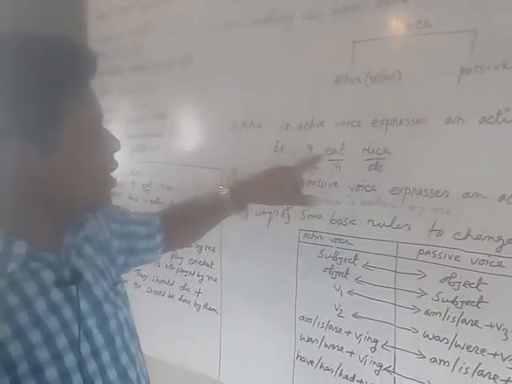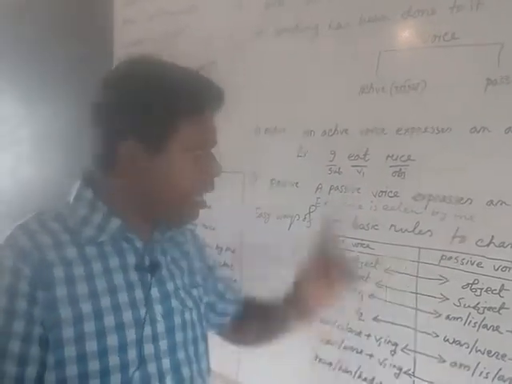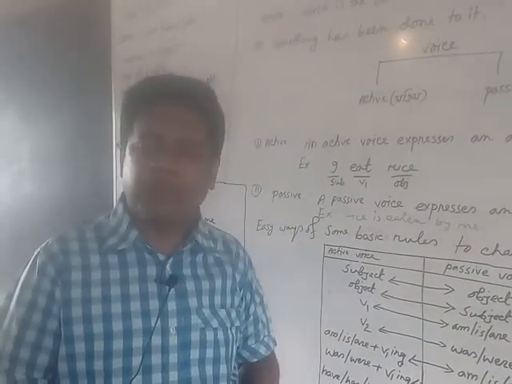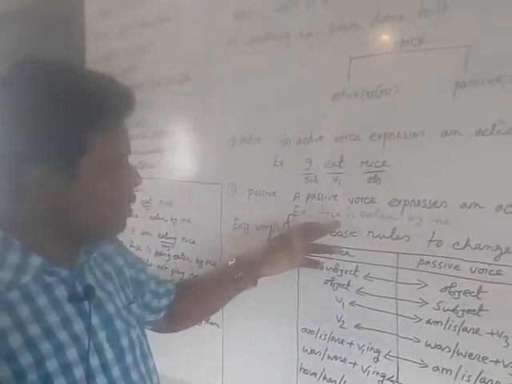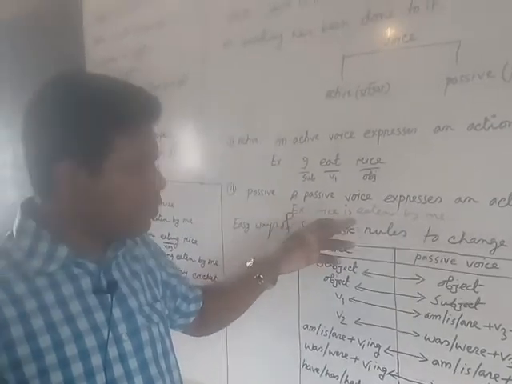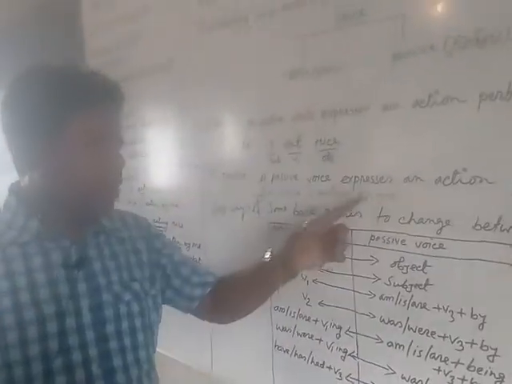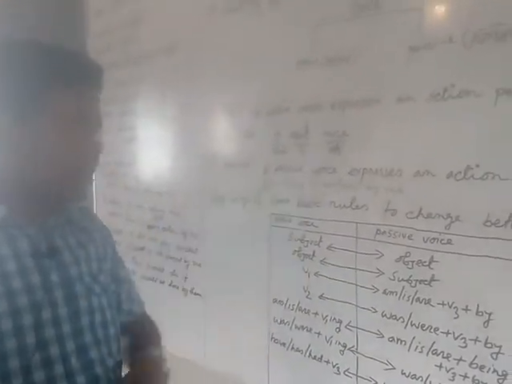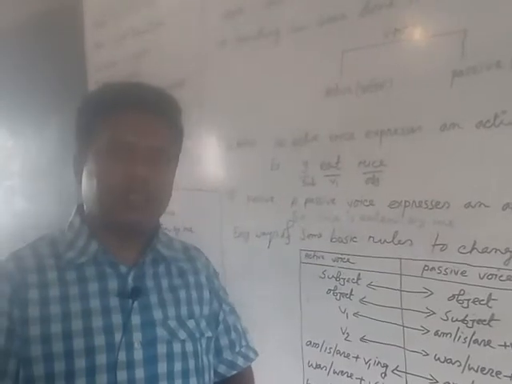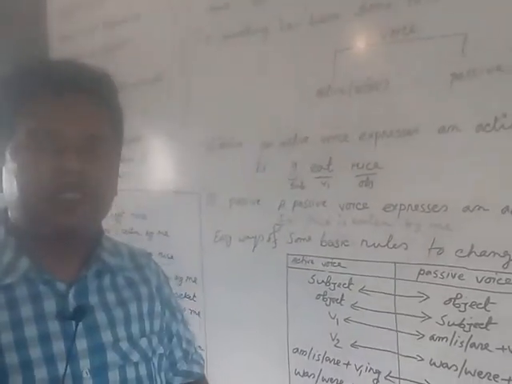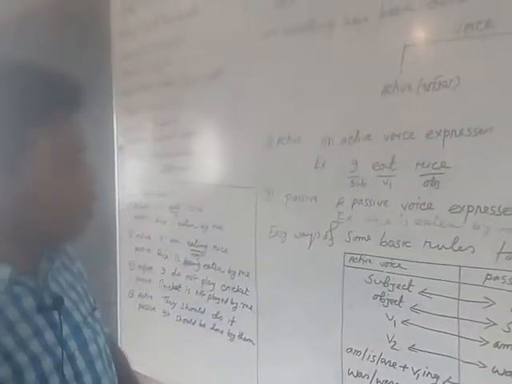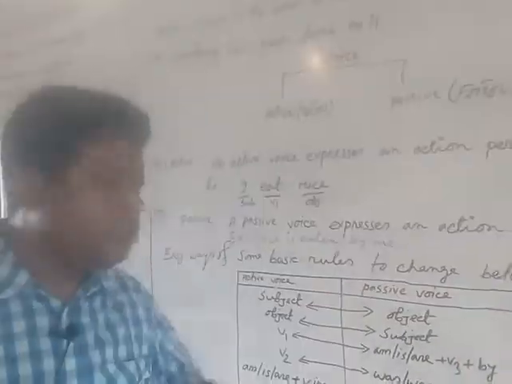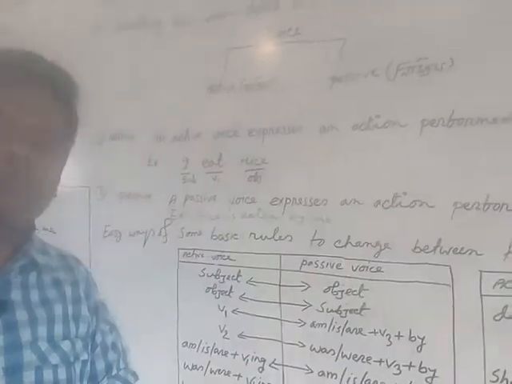Here I eat rice was active voice and the passive form of this sentence is rice is eaten by me. Here rice is subject, is auxiliary verb and eaten verb 3, by and the object is me. Here the work of rice has been done by the object and that is why it is passive voice, because the work of rice is performed upon the object me.